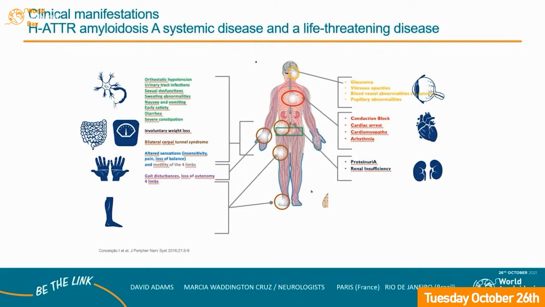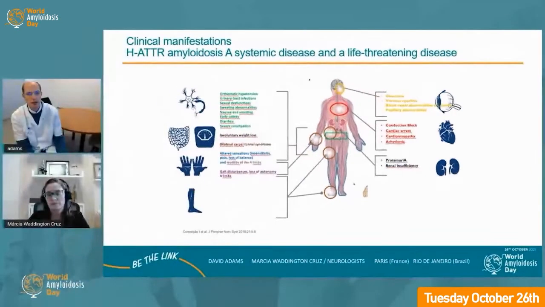You can also have cardiac manifestation with conduction block, cardiac arrest, dyspnea, cardiomyopathy, and arrhythmia. Also, kidney manifestation with renal deficiency, and ocular manifestation, the main ones being glaucoma and vitreous opacities.